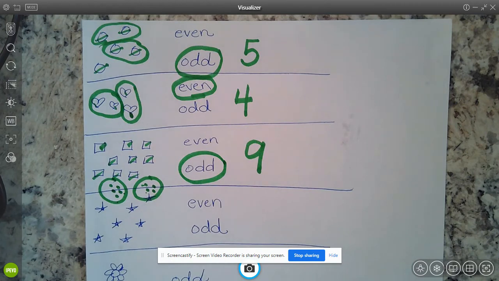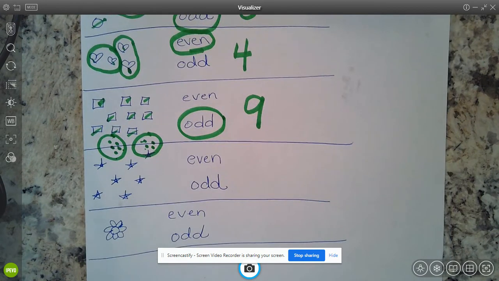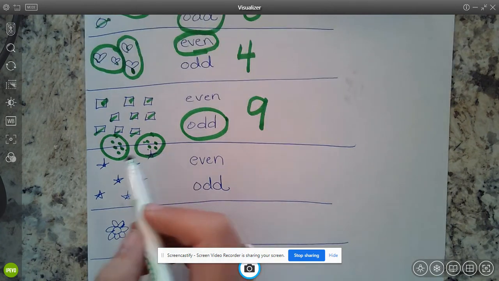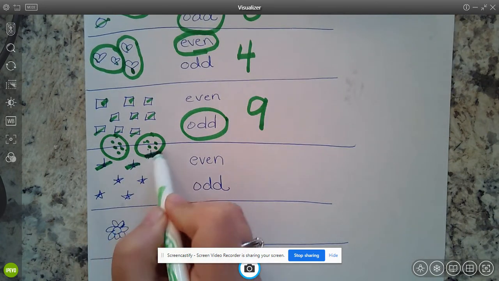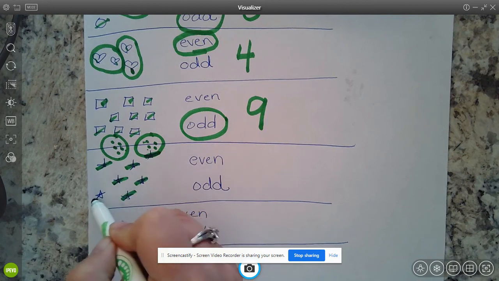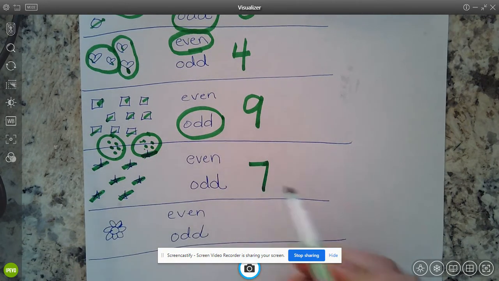Okay, so I can sing my song. Try to sing it with me if you can remember it. 2, 4, 6, 8, 10. These numbers are even. Did you hear a 7 in our song? I did not hear a 7 either. So that means that this number must be odd.